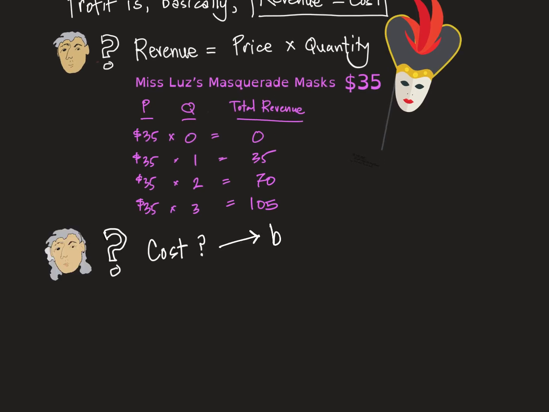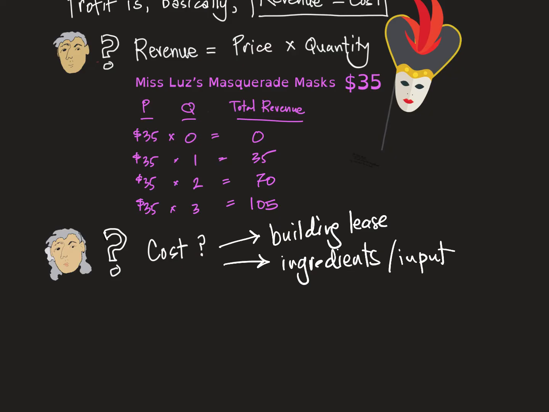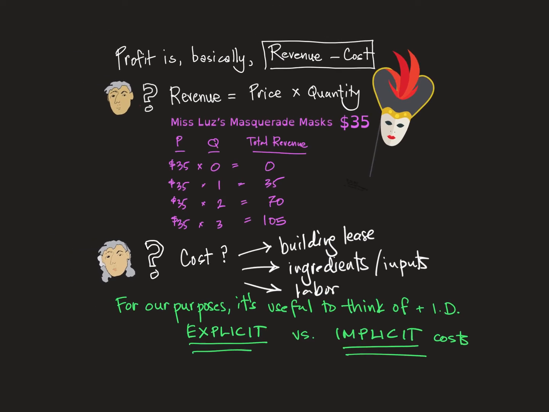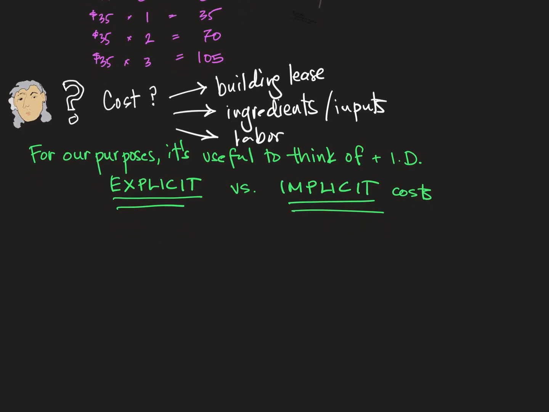So you might be thinking, well, what kind of cost does Luz have? Maybe she's got a building lease. Maybe she's got the cost of goods sold, the ingredients or inputs that you're using to make the masks. Definitely she's got labor, maybe salespeople. But it's useful for our purposes to think about and identify explicit versus implicit costs. What does that mean? Well, I'm glad you asked.